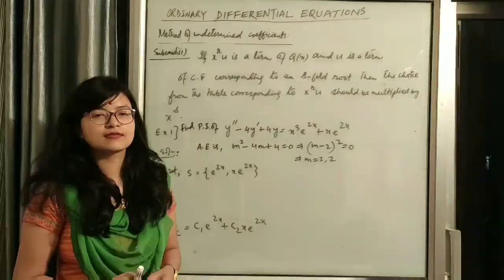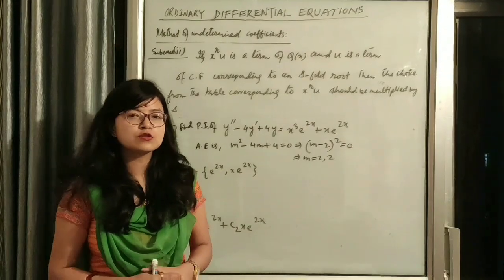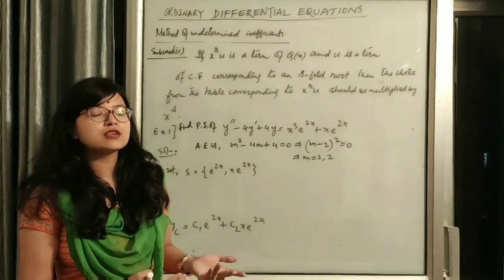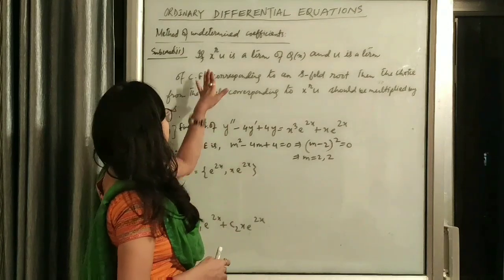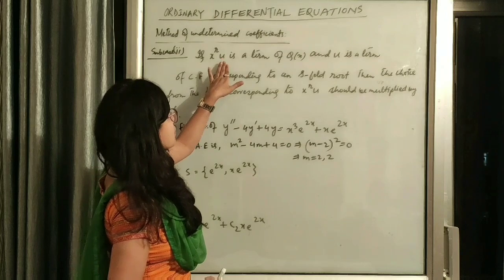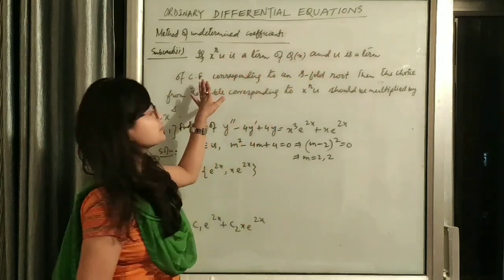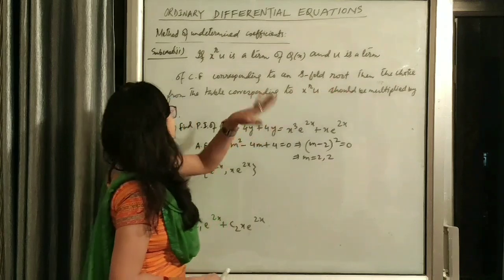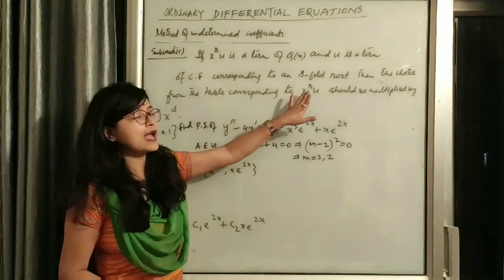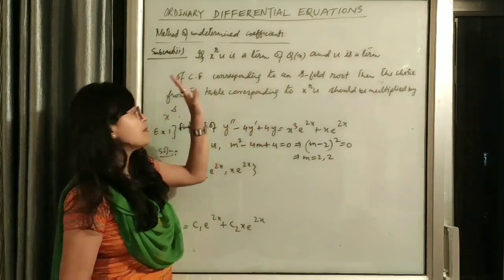Next, in subcase 2, when the right hand side function q(x) is a member of the solution set, and if it is of the form x^r times u, where u is a term of the complementary function corresponding to an s-fold root, then the choice from the table corresponding to x^r u should be multiplied by x^s.